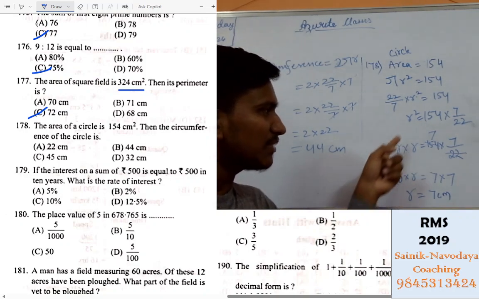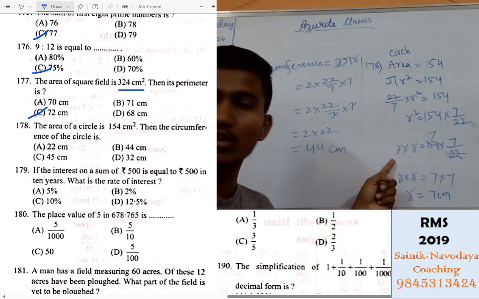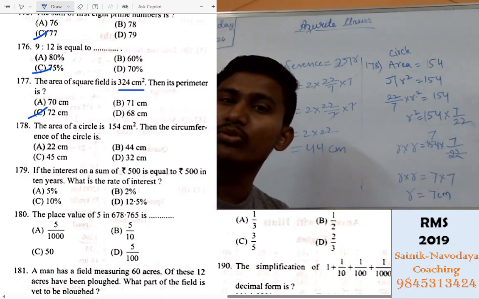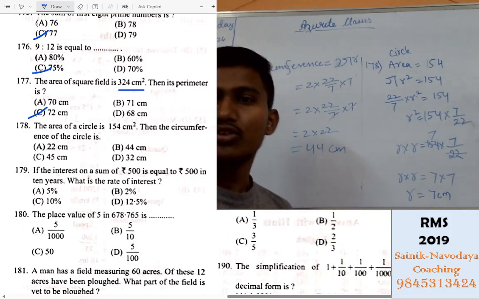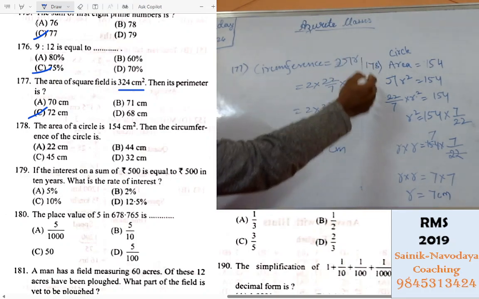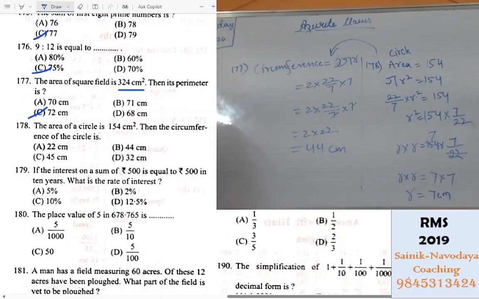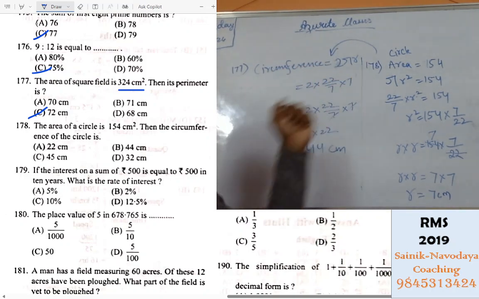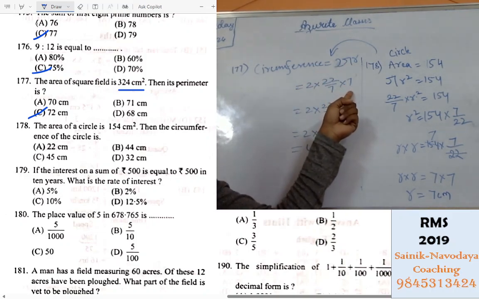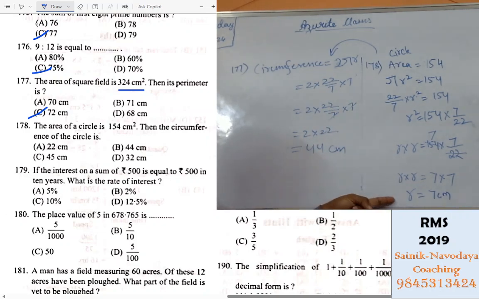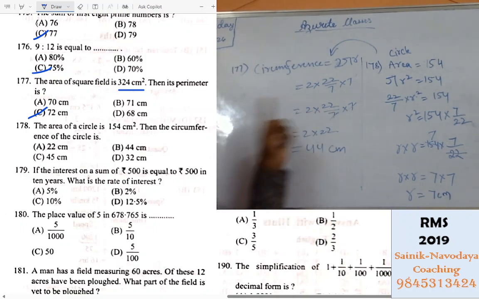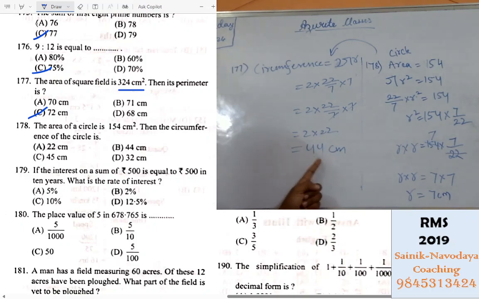So r square means r into r, 2 times. We have to multiply. R square means 49, so the radius is how much? 7 centimeter. From that we have to find the circumference. So if you want to find the circumference, how do you find it? After this you write this. Okay. After this. So then the circumference is how much? 2 pi r. So 2 into pi means 22 by 7. The radius is 7. We got it here. Right. So then 7 7 cancels. What remains is 2 into 22. 22 2s are how much? 44.